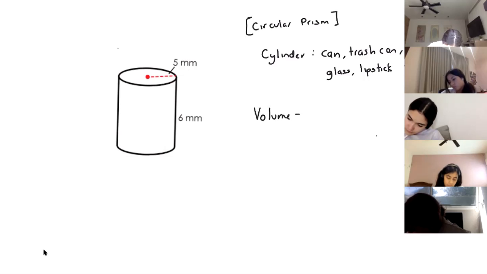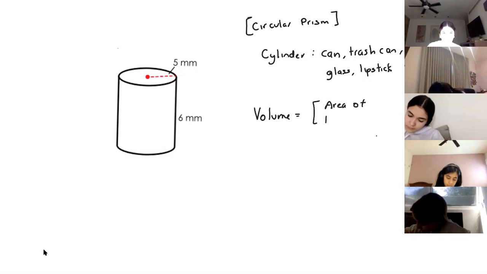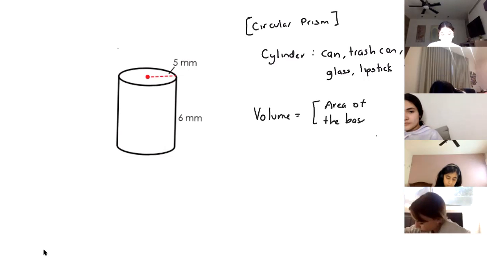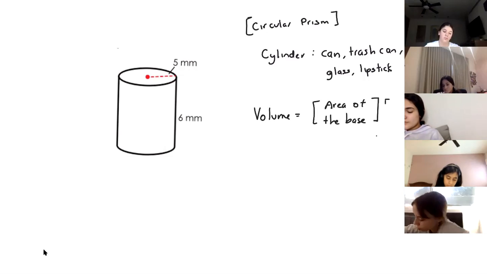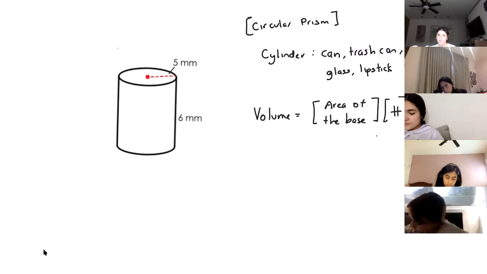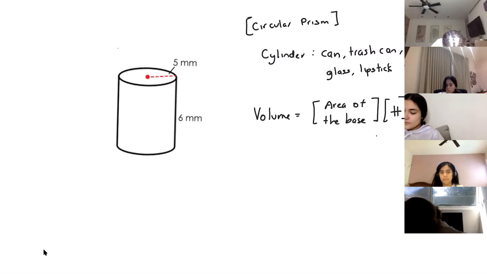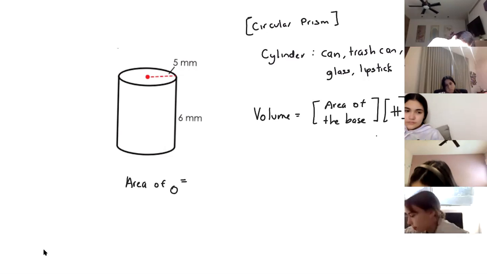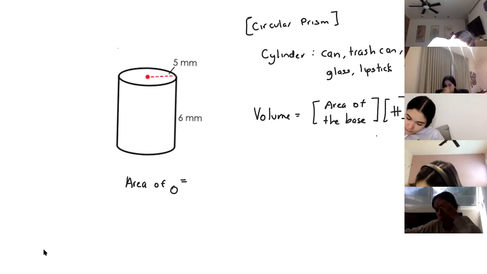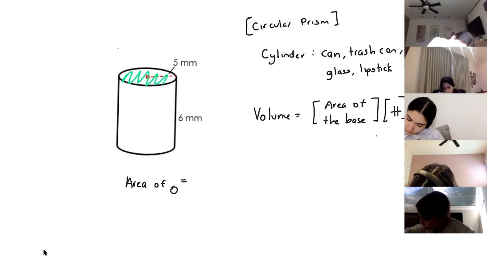The formula is the same. We are going to do area of the base times height. Exactly the same formula for all the prisms. The only thing is to make sure we know the formula for their bases. So the area of a circle, because the base of this figure is a circle, all this is a circle.